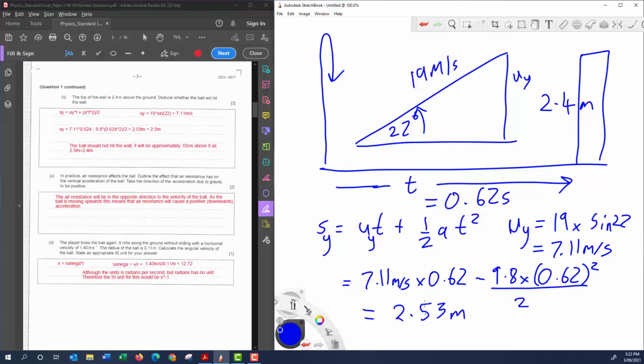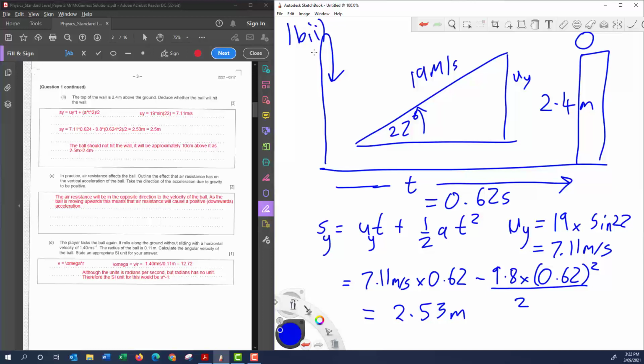Now 2.53 is bigger than 2.4, so that means that my ball, at the time when it's at the top of the wall here, should be higher up than the wall. Though notice it's really not much, it's only by 10 centimeters. Okay, so that's question 1b, part 2.